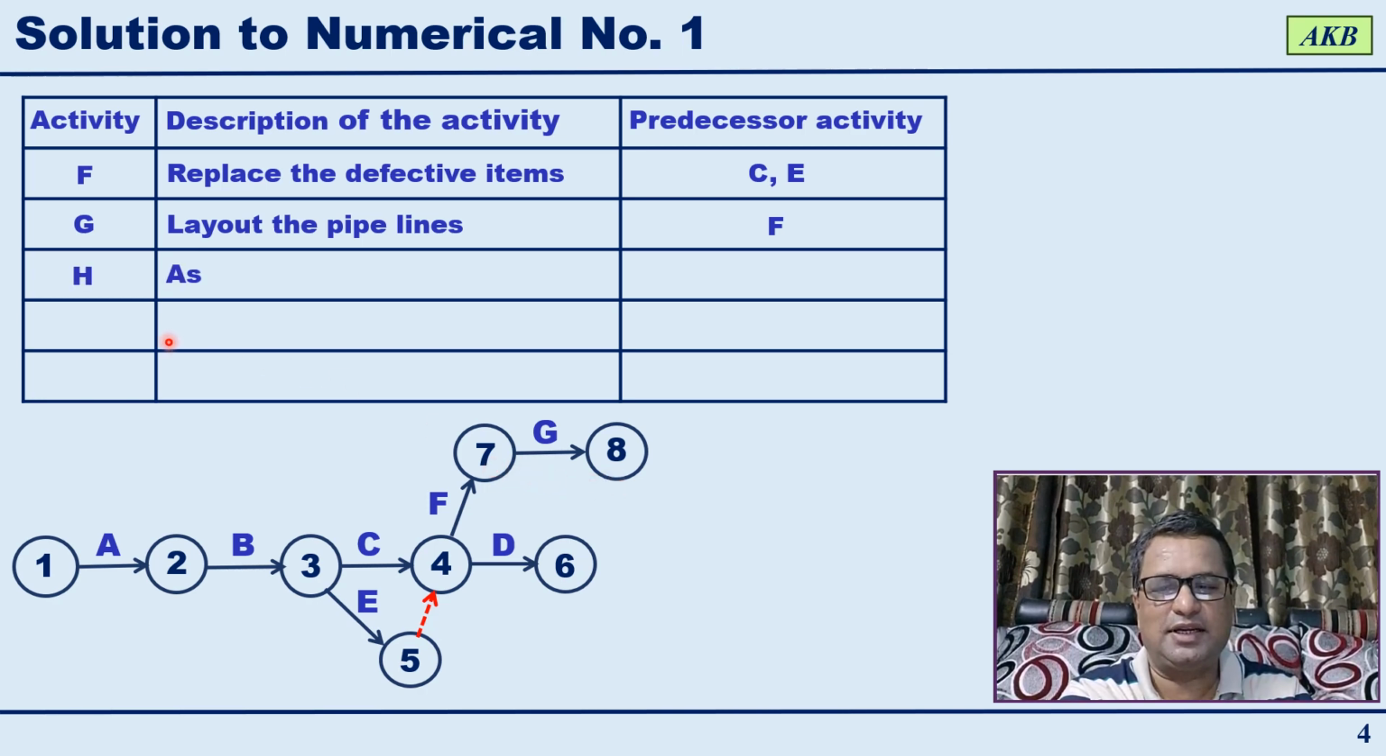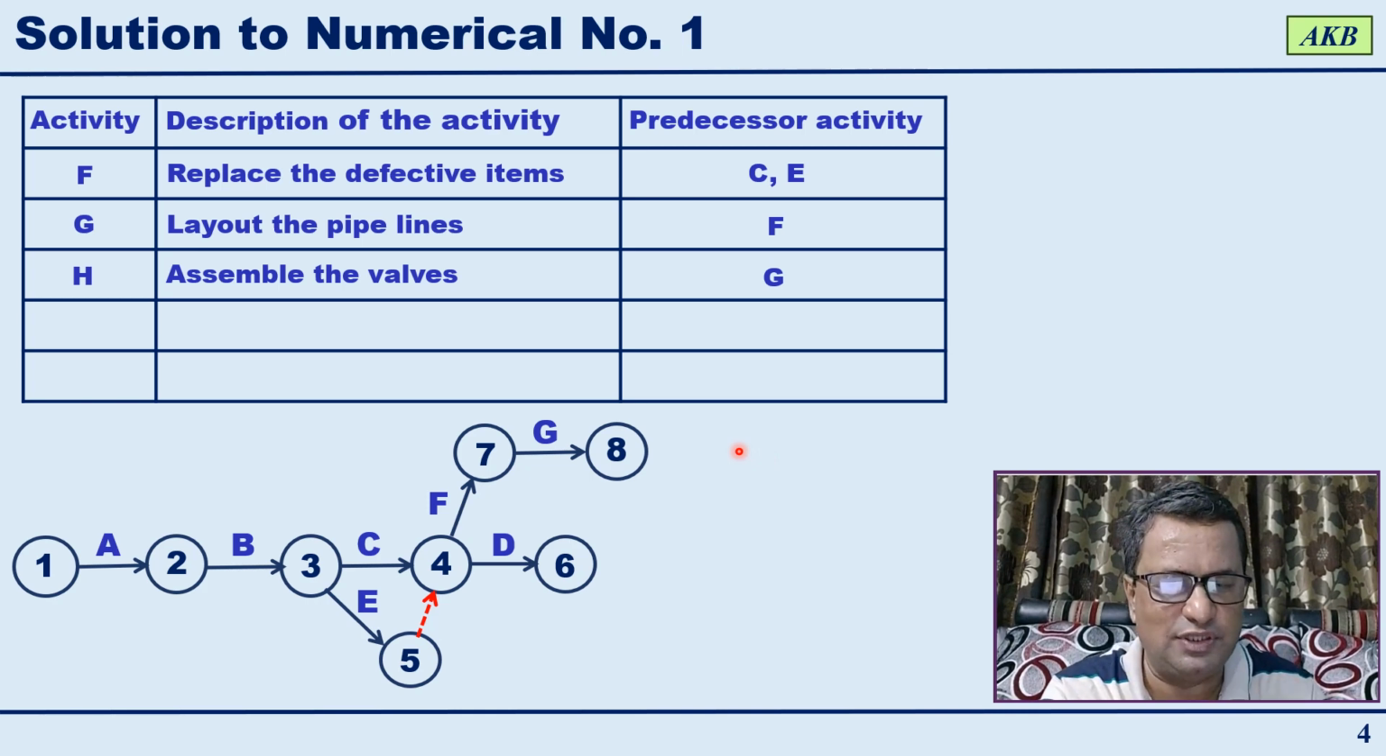The next activity in the list is activity H, which is assemble the walls, and for this G is the predecessor activity. There are many options available, so you can show that where G is ending, you can start activity H.